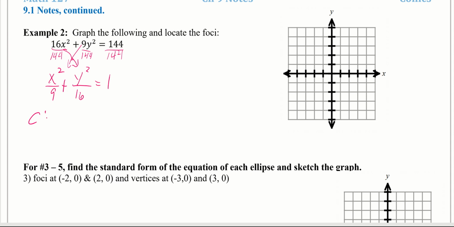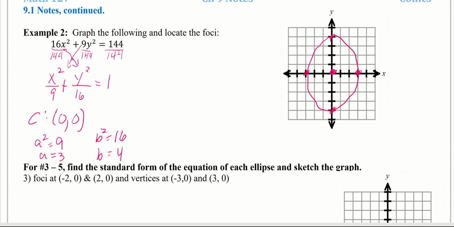So our center in this case is at 0, 0. Our a value here, a squared at least, is 9. Okay? And so our a value is equal to 3. Again, since it's underneath the x, that goes in the x direction. So it goes 3 left and right. And now our b squared value is going to be 16. So b is equal to 4. So this one goes up and down. As you notice, the major axis has changed, right? Since it's a vertical ellipse.